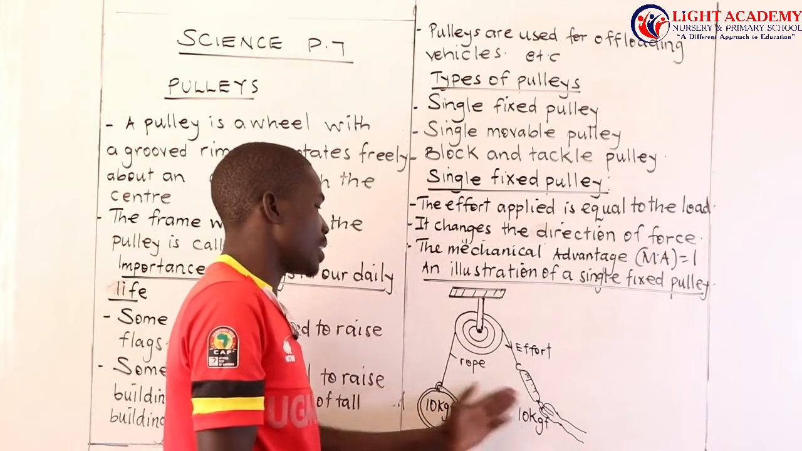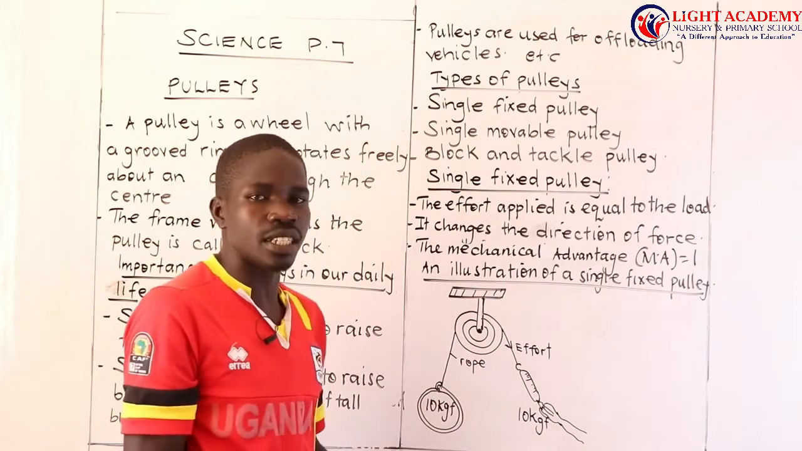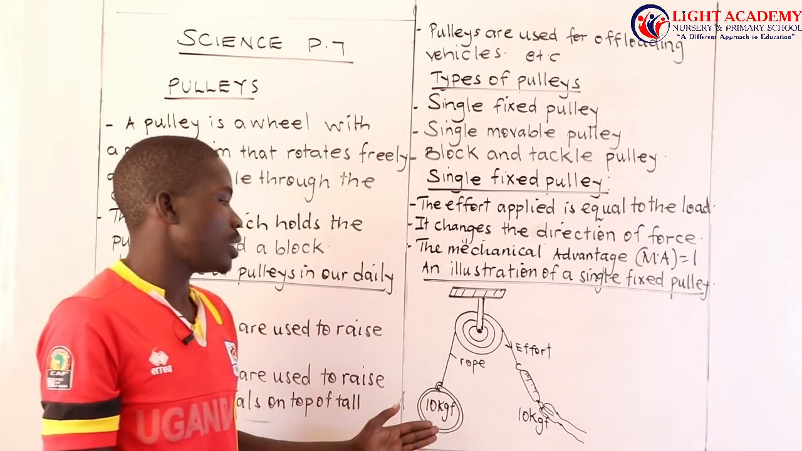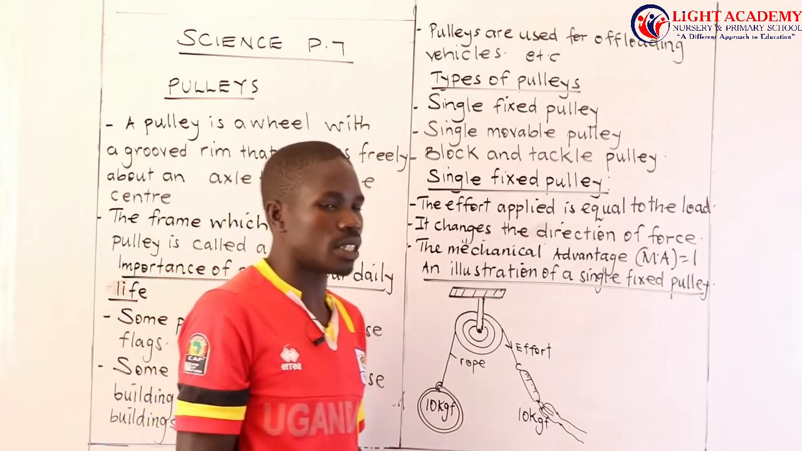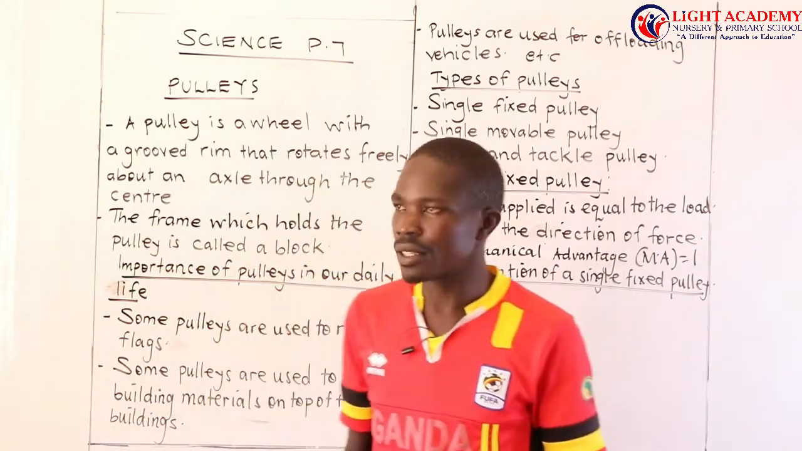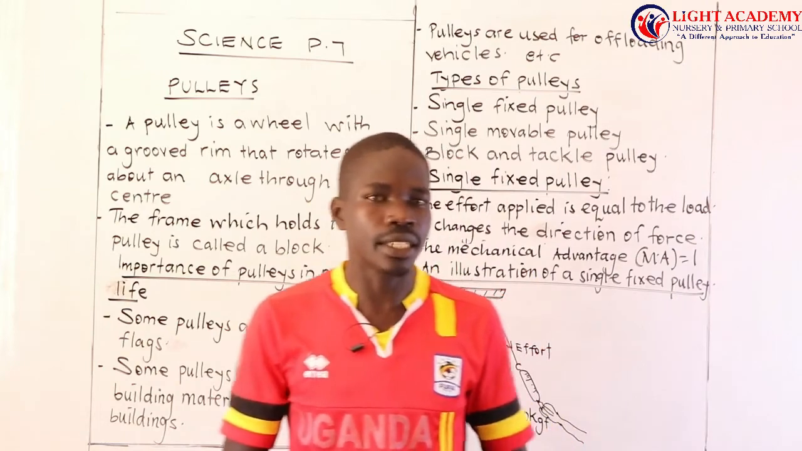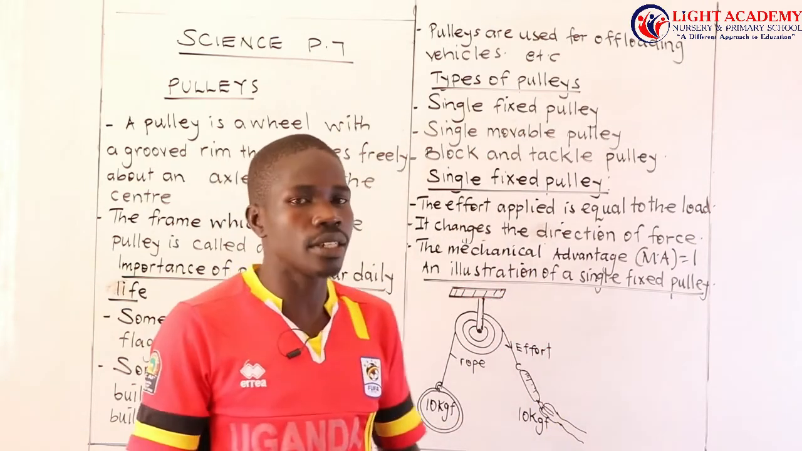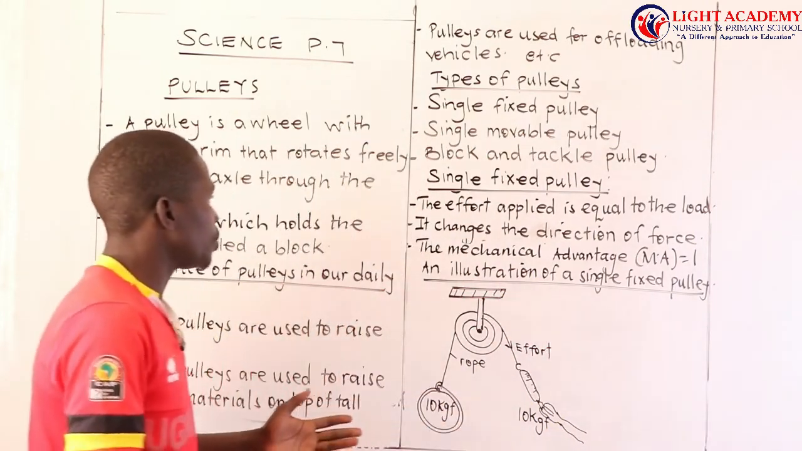When this is 10 and this is 10, we get the mechanical advantage by dividing the load by the effort, and what you get is the answer. When I come back next time, we shall look at the single movable pulley, but first let us go through a summary for you.